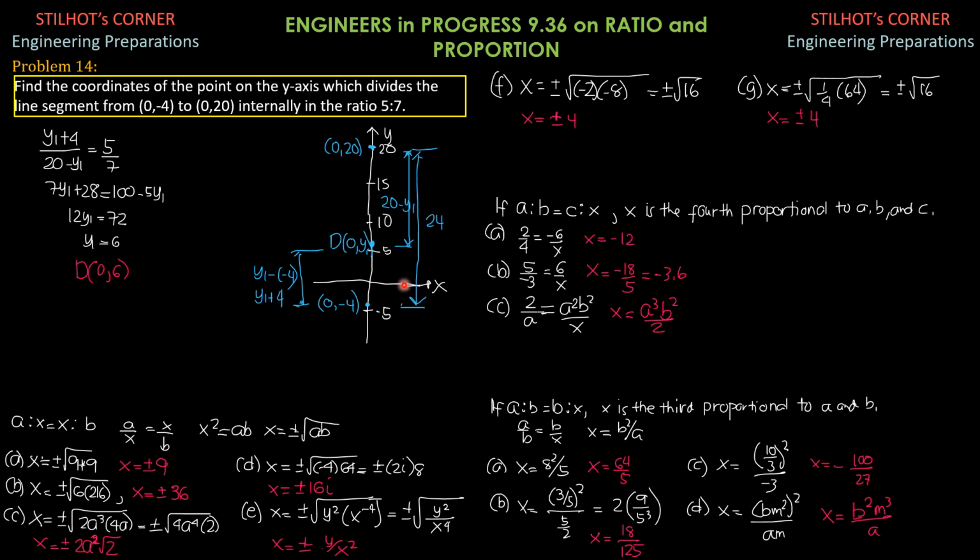So therefore, the ratio of this length, y1 plus 4 as to 20 minus y1, is 5 is to 7. So cross multiply: 7y1 plus 28 equals 100 minus 5y1. 12y1 equals 100 minus 28, 72. So y1 equals 6. So therefore, the point of division D is at (0, 6).